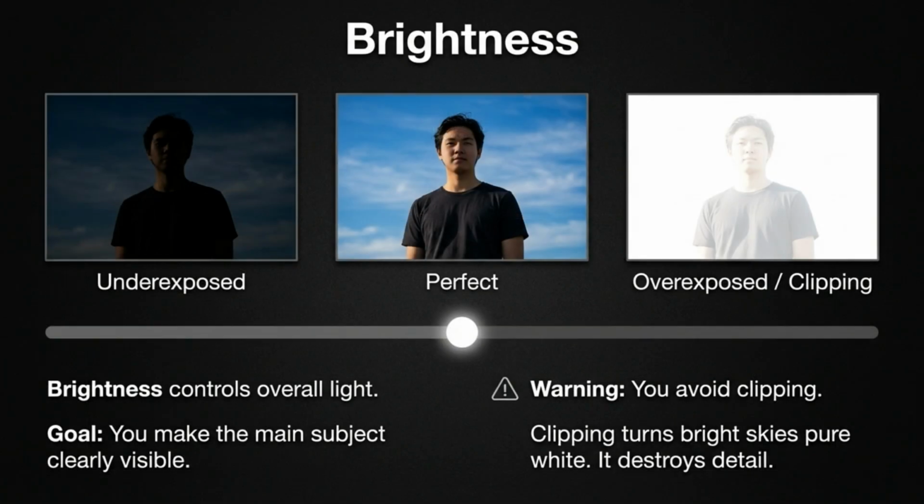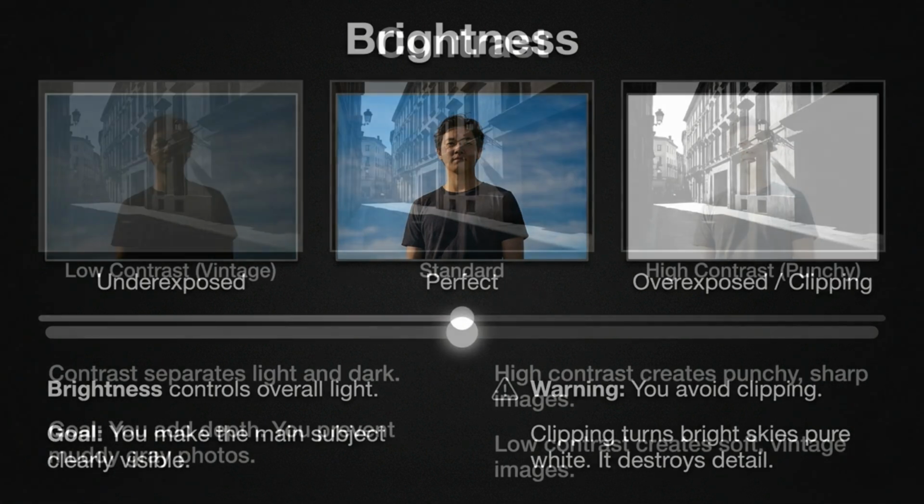Brightness controls the overall light. Your goal is to make the main subject clearly visible. Avoid clipping, which turns bright skies pure white and destroys detail.